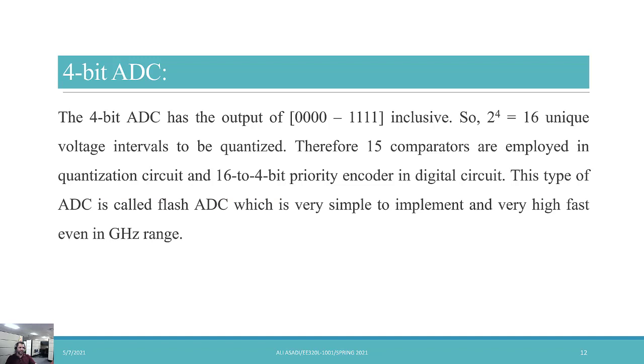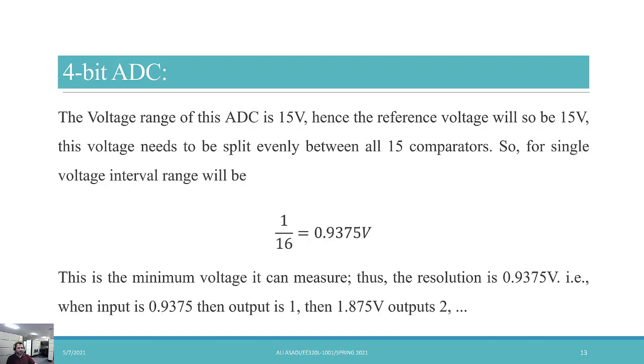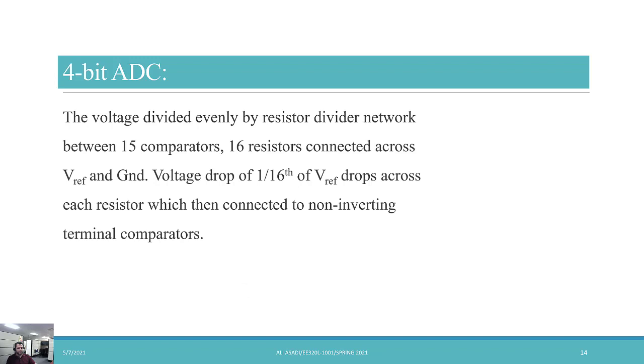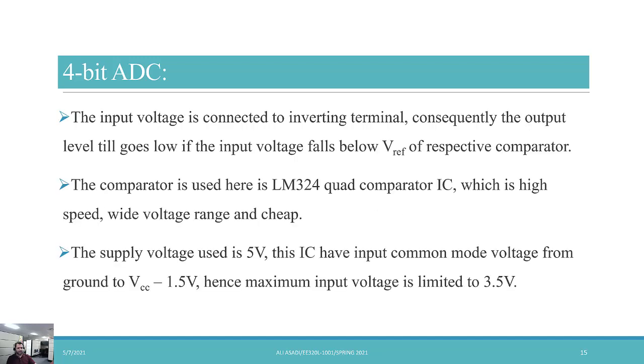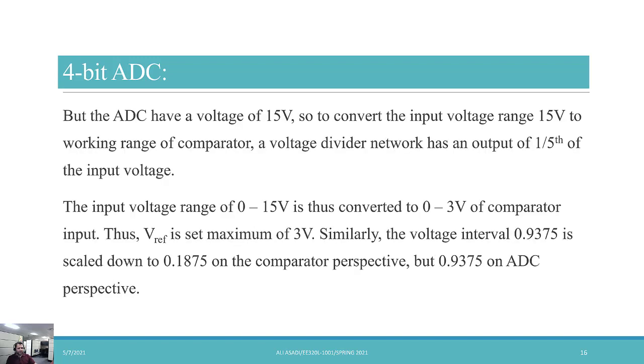And then the main goal of this project, which is 4-bit ADC, which has 16 unique voltages that should be quantized. Therefore, 15 comparators are employed to do the job. And here's more details of how it works. The voltage is divided evenly by a resistor divider network between 15 comparators, and so on and so forth. I explained in more details here, but instead of going through these details, I want to show the output.